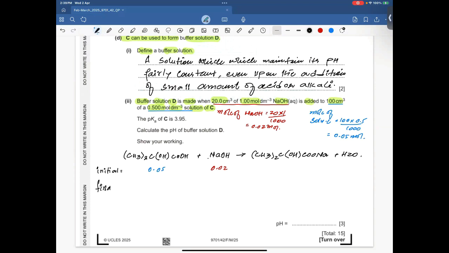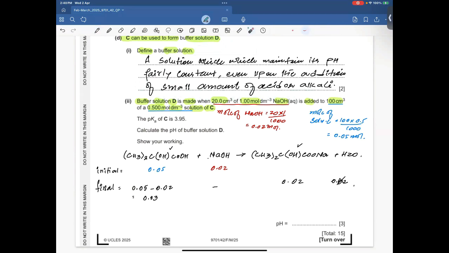Final moles. See, NaOH is the limiting reactant. Obviously, it will be consumed fully during the reaction. And due to the 1:1 ratio, if 0.02 moles react, 0.02 moles of salt and water are also formed. I'm going to ignore water in the buffer solution and use only salt and acid. The initial amount of acid is 0.05, and because of the 1:1 ratio, 0.02 moles are reacted. So the amount remaining after the reaction would be 0.03.